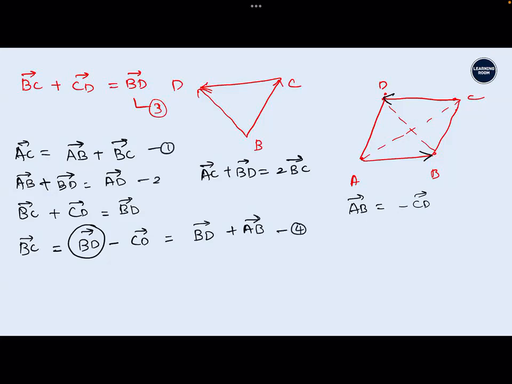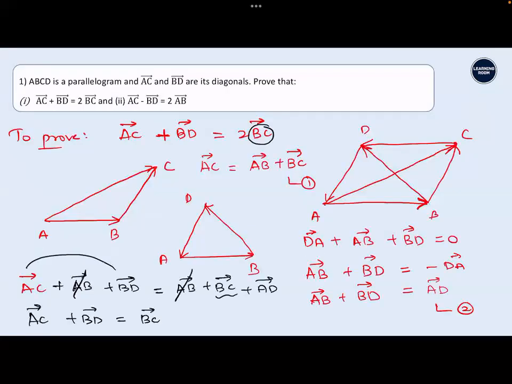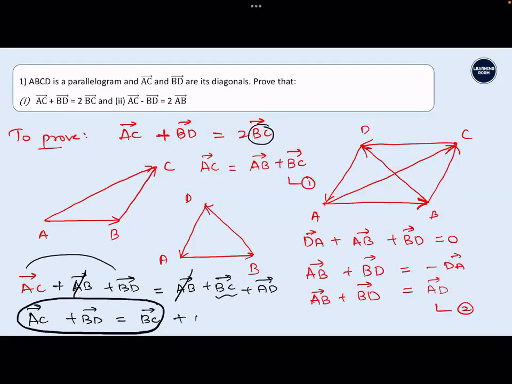Now observe first, second, third, and fourth. If you compare 2 and 4, what can you say? AB vector plus BD vector is AD vector, or this is also the same as BC vector. So what is the conclusion? We got an expression already here: AC vector plus BD vector is equal to BC vector plus AD vector. You have that step, no?